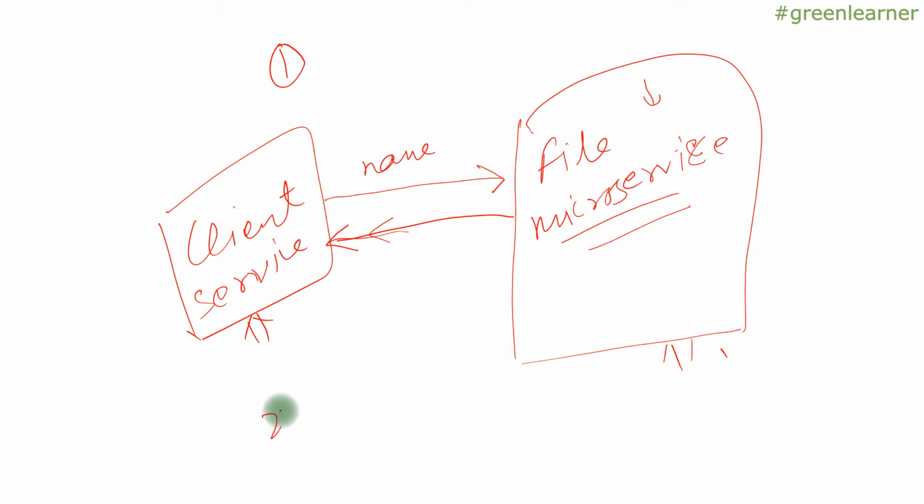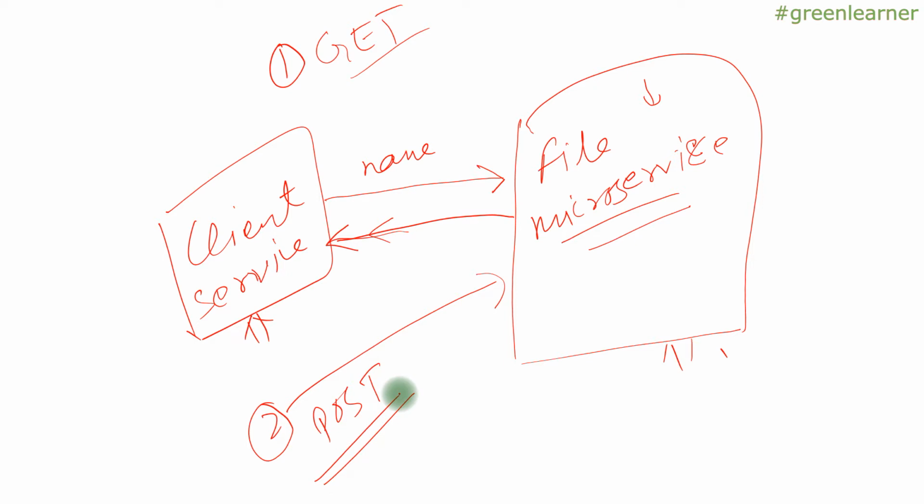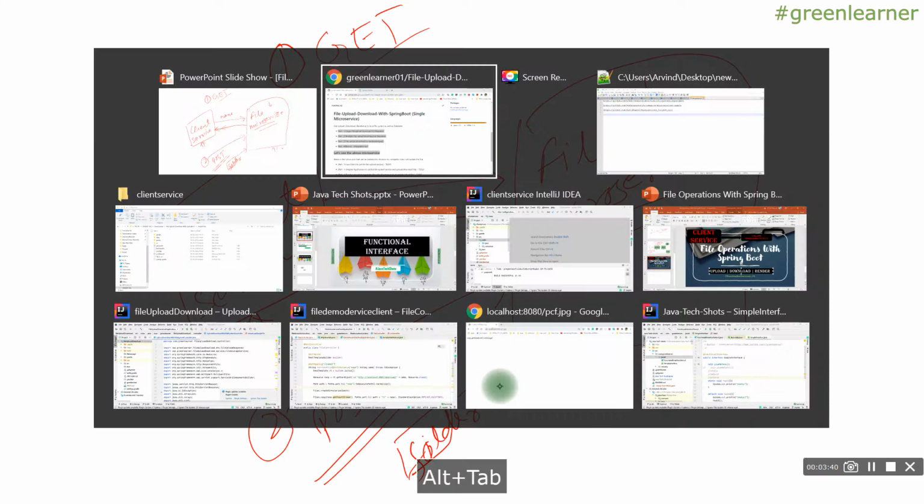The second use case that I'm going to take care of: I have a few files here at the client service location, and I want to push them to this file microservice so that it can save them to some location, so that I can retrieve them at a later time, right? So these are the two endpoints. The first endpoint is going to be a GET request, where I want to retrieve a file by name, and the second one is going to be a POST request, where I want to push all the files that are in a particular folder location. So let's go ahead and see how we can do that.